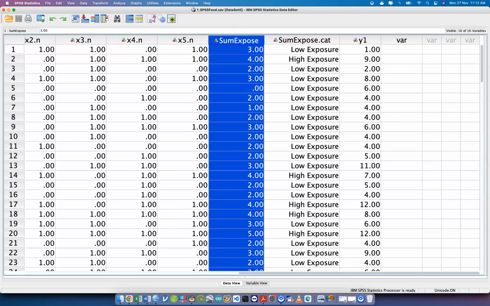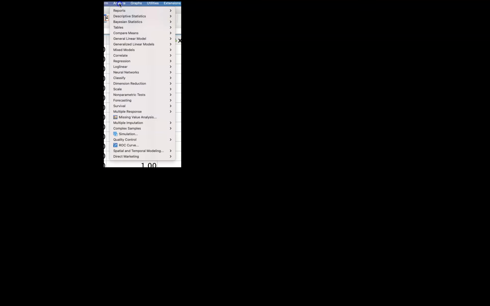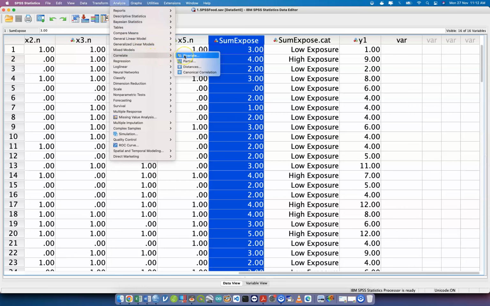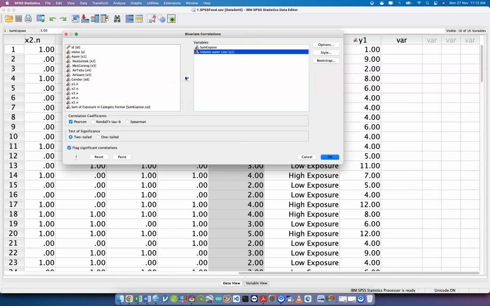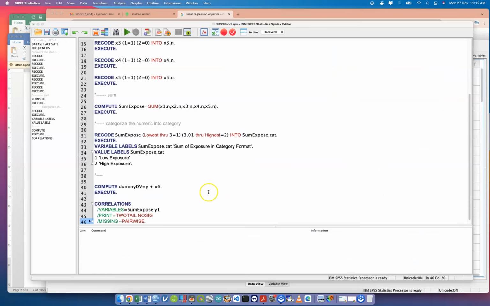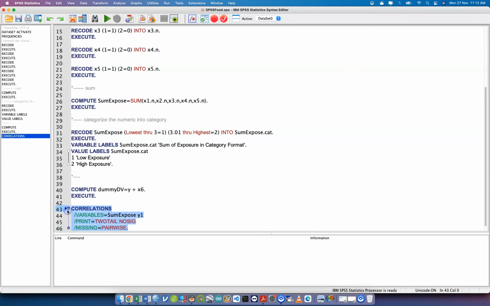First step, before you run any simple linear regression, I encourage you to run the correlation first. Never just go straight to the regression. Never do it like that. Go to Analyze, Correlate, Bivariate. Do this one first. Why? To confirm and see whether there is some relationship between these two variables. So put the sum of exposure and water volume loss into the variable list, then click the paste icon and run to see whether there is a correlation or not.